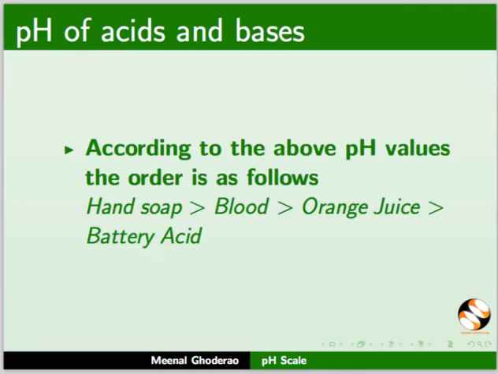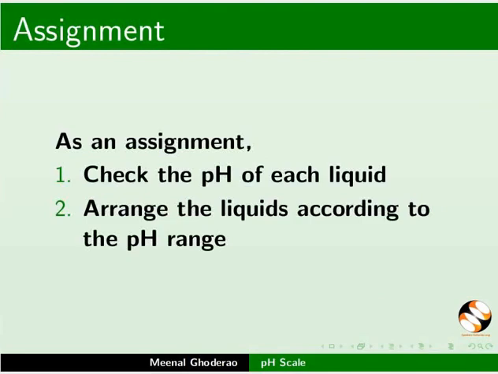According to the above pH values, the order is as follows. Hand soap is greater than blood, is greater than orange juice, is greater than battery acid. As an assignment, check the pH of each liquid and arrange the liquids according to the pH range.